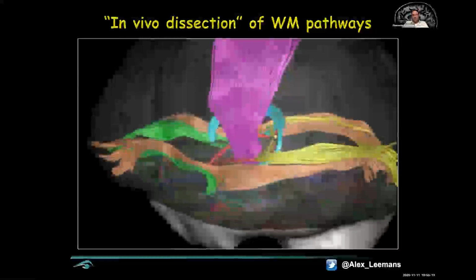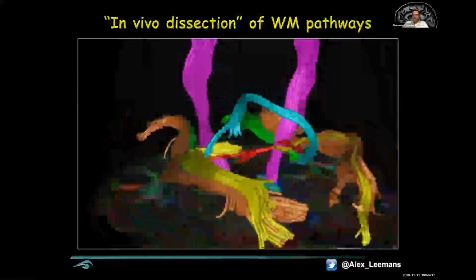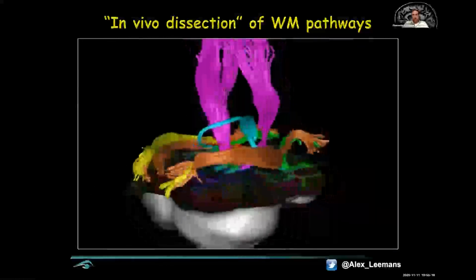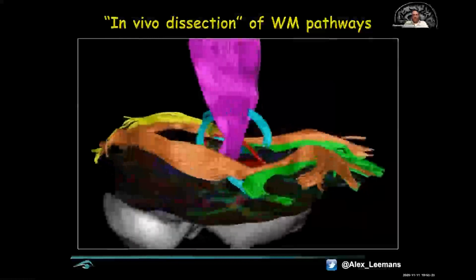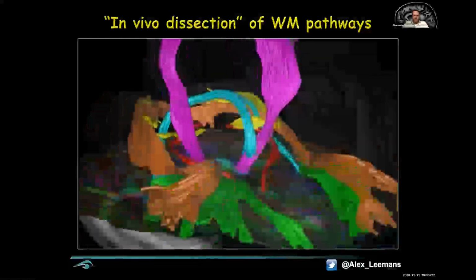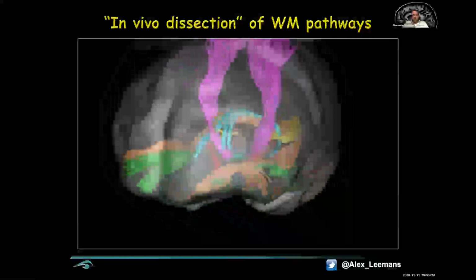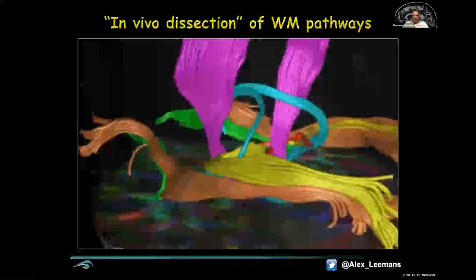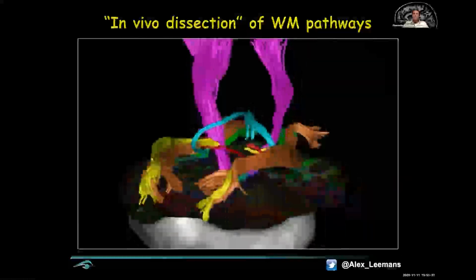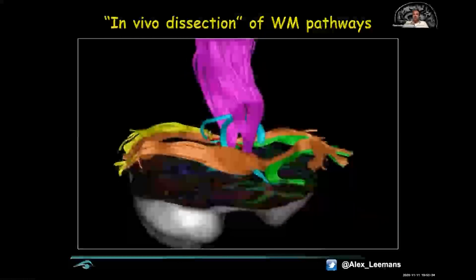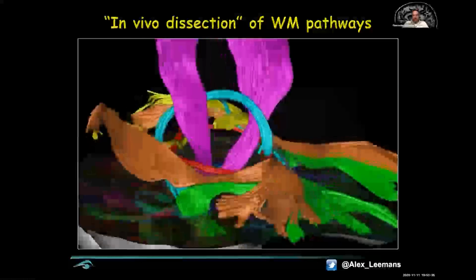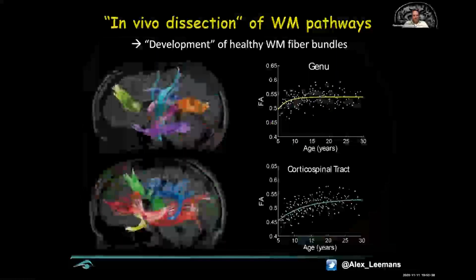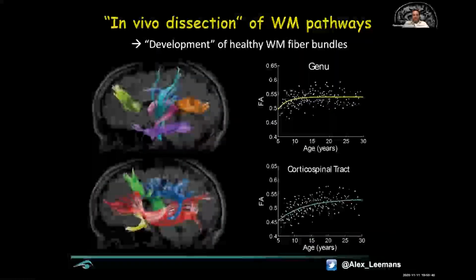For instance, here in pink, these are projection pathways going from the spinal cord all the way to the cortex. If we look at the green ones, you can observe what we call the uncinate fasciculus, the hook-shaped pathway connecting orbitofrontal cortex with the temporal poles. And it seems to correspond nicely with what we see from ex vivo dissections.